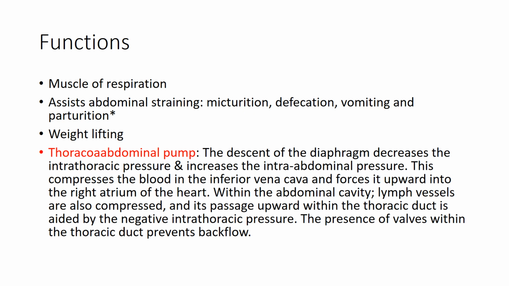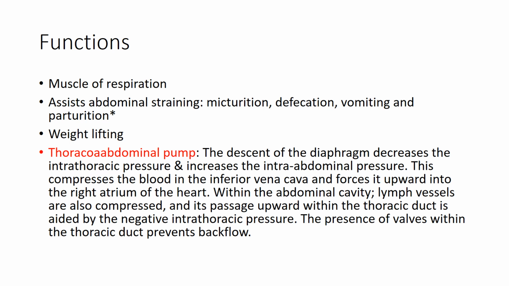And there is a thoraco-abdominal pump for the drainage of the lymphatic and venous return from the abdominal portion. As the diaphragm descends, it decreases the intrathoracic pressure and increases the intra-abdominal pressure, and this compresses the blood in the inferior vena cava and forces it upward into the right atrium of the heart. One must remember that the inferior vena cava passes through the central tendon of the diaphragm, which is kept patent as its walls are fused with the aponeurotic margin of this central tendon.